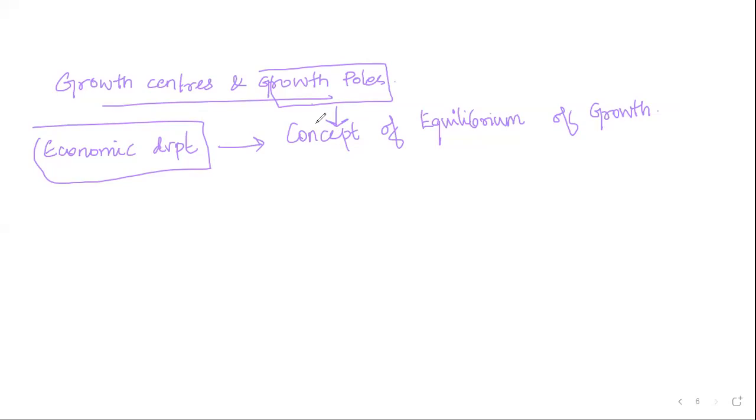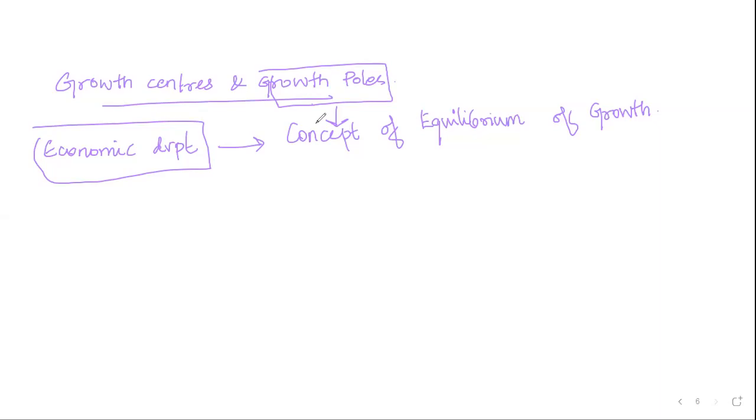Now, growth pole, its central idea is that economic development cannot happen over an entire region. I repeat. According to this idea, the central idea is that economic development cannot happen over an entire region. For example, if I'm talking about Jharkhand, not every town in Jharkhand can be a center of growth.